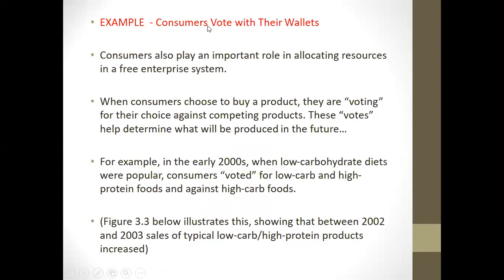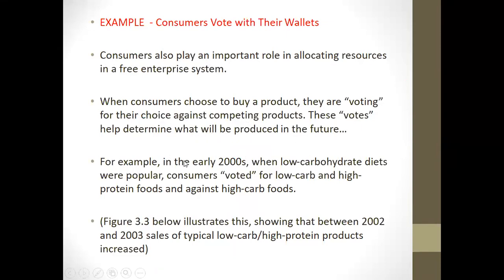Now, the second example, the consumer bought with their wallets. That's what I explained at the beginning of the class. Consumers also play an important role in allocating resources in a free enterprise system. Allocating es asignar recursos. When consumers choose to buy a product, for instance, Nike or Adidas or whatever, they are voting for their choice against competing products. These votes help determine what will be produced in the future.